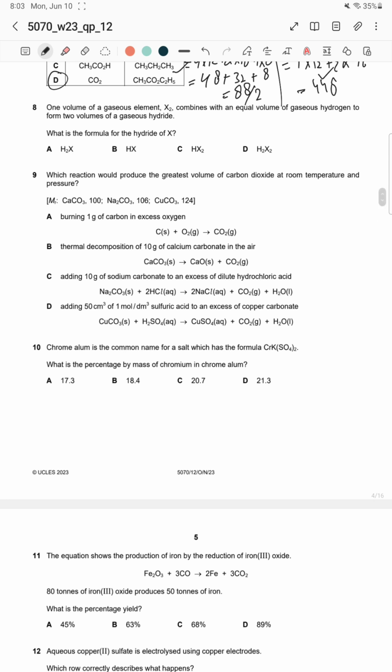One volume of gaseous element X2 combined with an equal volume of gaseous hydrogen to form 2 volumes of gaseous hydride. So the volume here will be considered as mole. So 1 volume means 1 mole of element X2 combines with an equal volume, meaning 1 mole of H2, to form 2 moles of gaseous hydride. So H will combine with X to form HX, like HCl, HBr, and 2 volumes means 2 moles. So what will be the correct option for this?